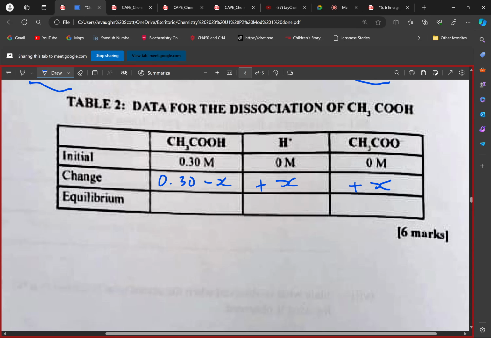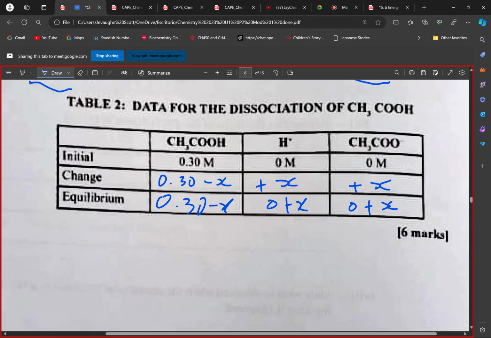0.30 minus x for the equilibrium. Okay, let's see what you're doing. Go ahead. And 0 plus x over here as well, and 0 plus x. Alright. But we have to know the equilibrium concentrations. Now we'd like to know that.